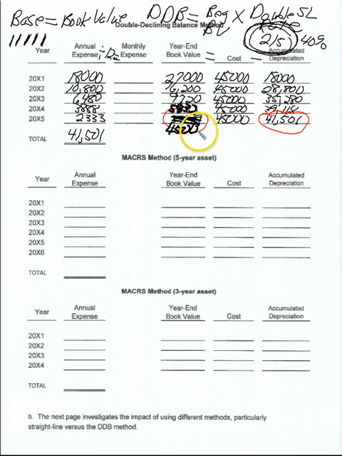If that's 4,500 and that equals 45,000 minus accumulated, then accumulated has to be 40,500. So we need it to be that number. Well, how do I get that to be 40,500? Well, accumulated before was this 39,168, and now it's 40,500.